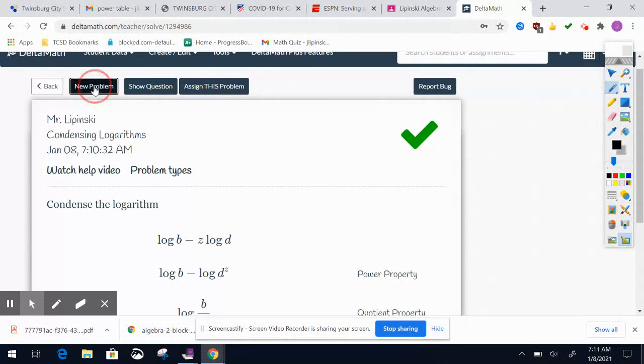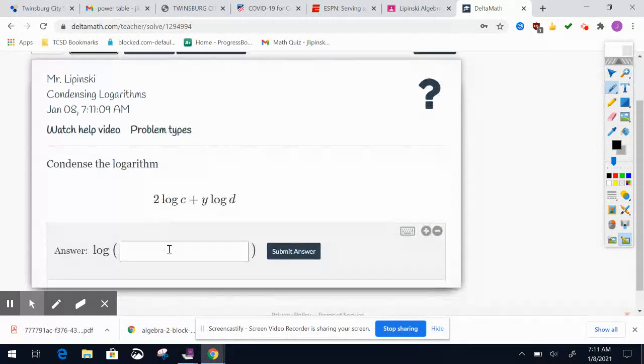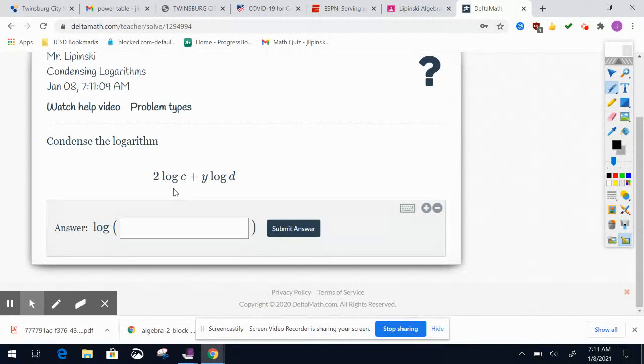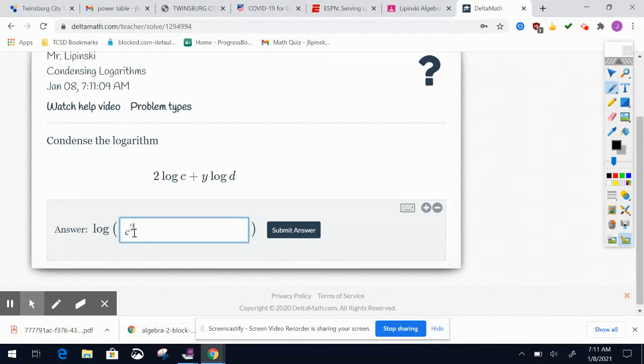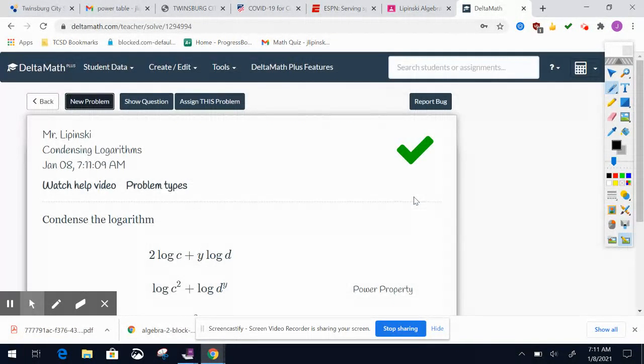So let's look and see. Well, here we got one that's multiplication to put them together. So again, this first part is going to be c to the 2nd power. And then we're going to multiply because of this plus sign, and that would be d to the y power. Again, you don't have to type the log in there. It makes it kind of simple for you to condense these things.